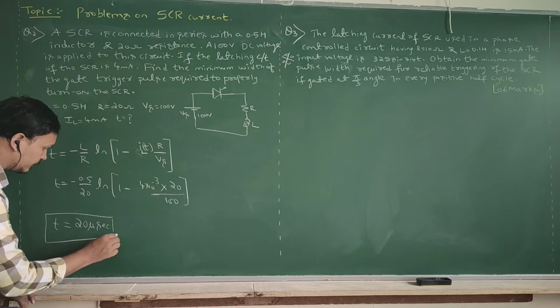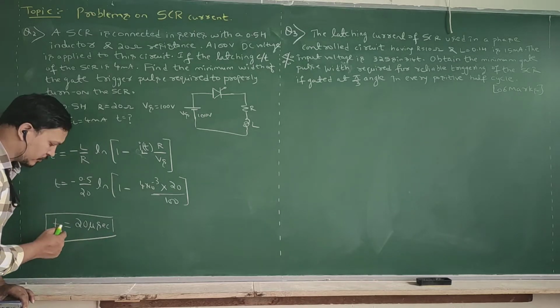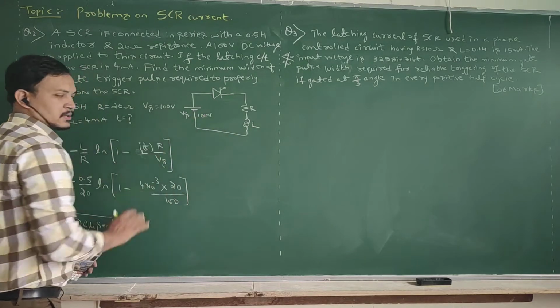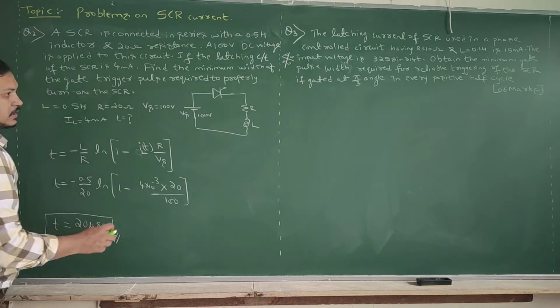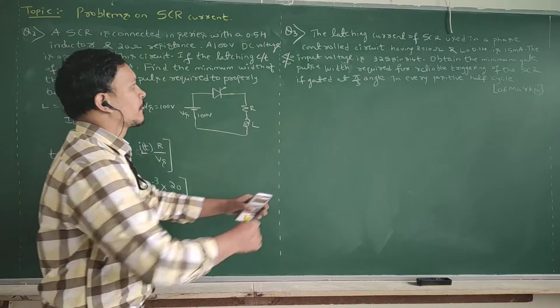So this is the minimum pulse width required to trigger the SCR. Okay, got it? Fine. So next we can go to the next problem.